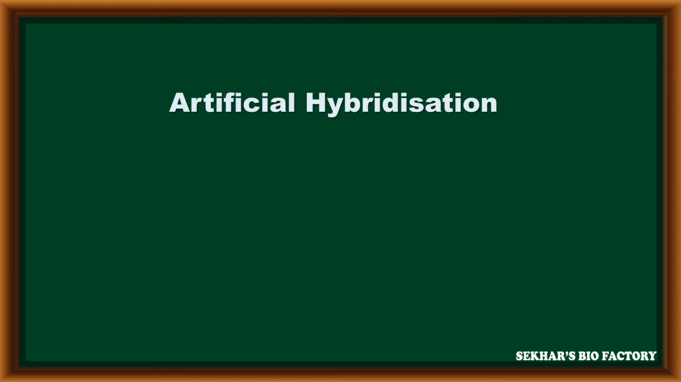After that, the next topic is artificial hybridization program. In artificial hybridization program, generally by conducting a cross between two different plants of the same species, we can produce some hybrid varieties in the agriculture field to enhance food production.